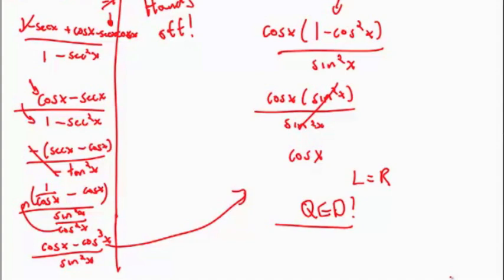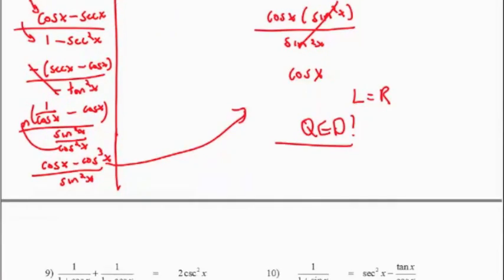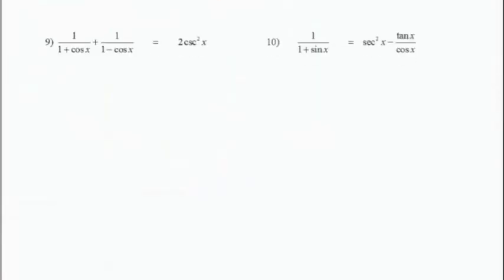Left is equal to right. QED. Beautiful. So again, it all stemmed from the idea right here. That's wickedly important. That's multiplying by your conjugate. Okay? So we're going to do maybe one more, and then I'm going to show you a little trick about the last question, and then I will set you free.